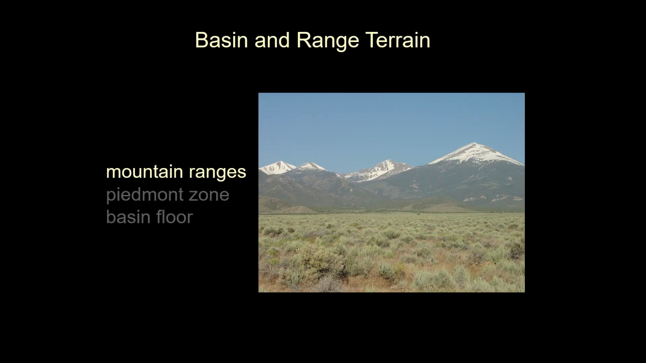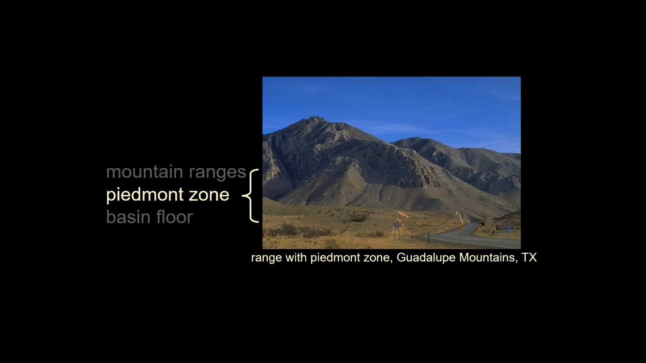Basin and Range refers to an area where you'd have mountain ranges that are interspersed with flat basin floors. And the landscape just seems to go on forever. Mountain range, valley floor, mountain range, and so on. There's a transition area between the mountain ranges themselves and the flat basin floor. These areas are called the Piedmont Zone.